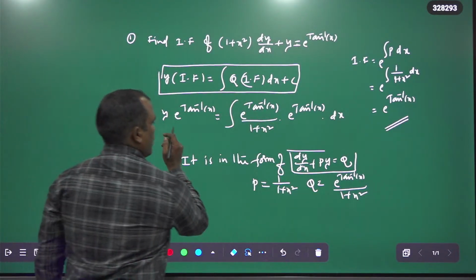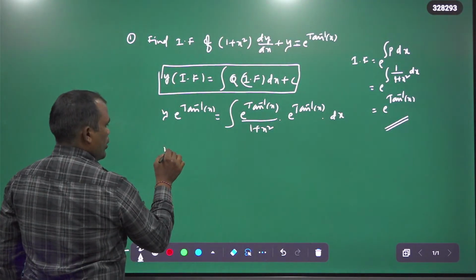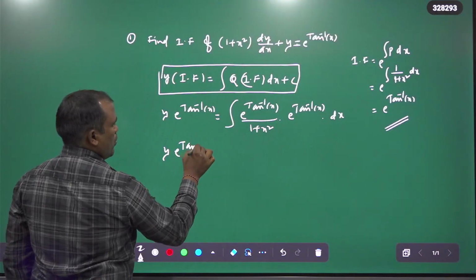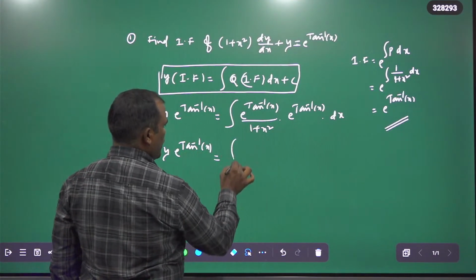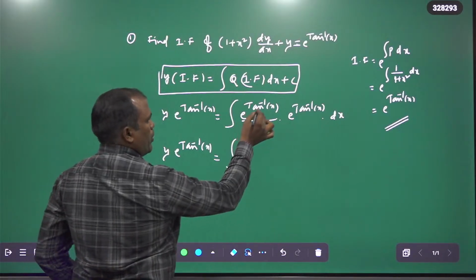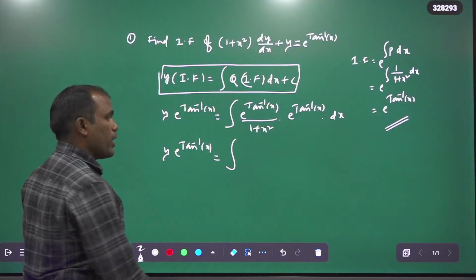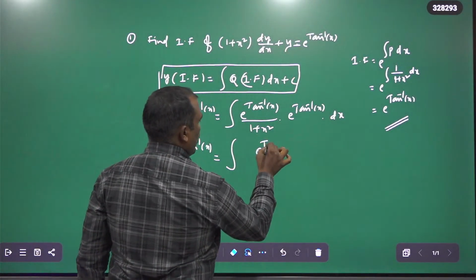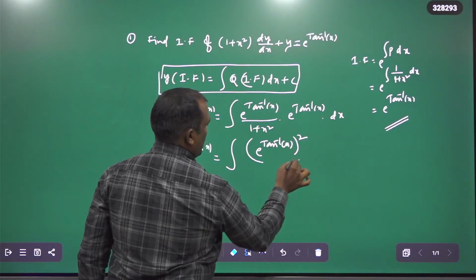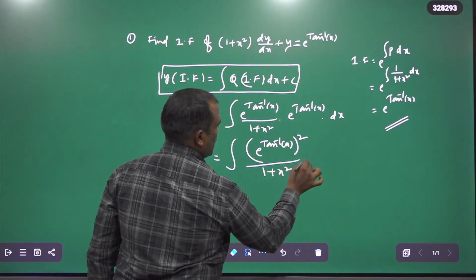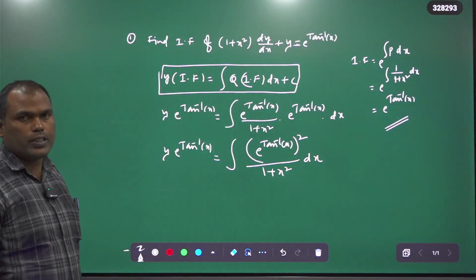Then the next step, how to do it? Just listen carefully. Now y into e power tan inverse of x equals the integral of e power tan inverse of x into e power tan inverse of x, which I can write as e to the power of tan inverse of x whole square by 1 plus x square, dx.